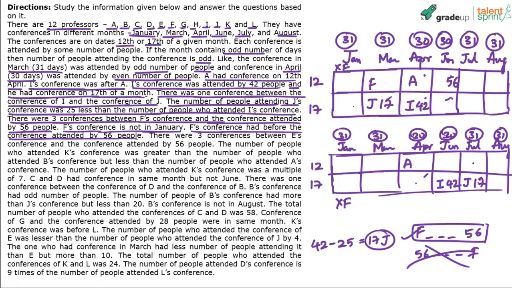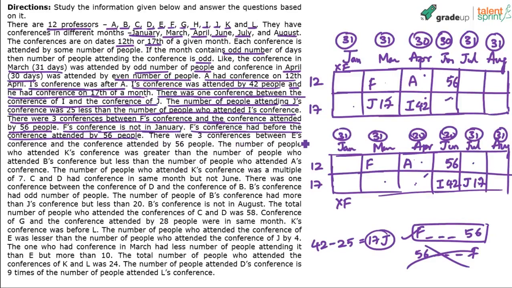Similarly, try out the second case. If 56 is here, F comes before 56, right? So 1, 2, 3, F comes in Jan, but that's not allowed. If you take 56 here, F comes before 56, so 1, 2, 3, F comes here, but again Jan is not allowed. So 56 cannot come here, because 56 in April will result in F in Jan, which is not allowed. So the only possibility is 56 comes here. Going in the reverse direction, 1, 2, 3, F would come here. So F's position is fixed now.